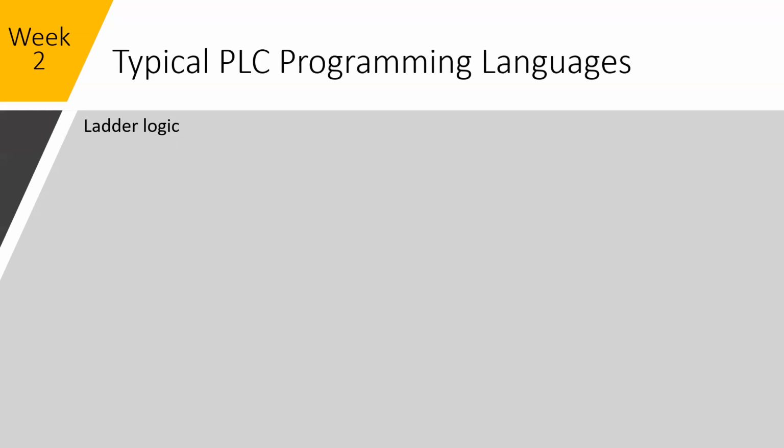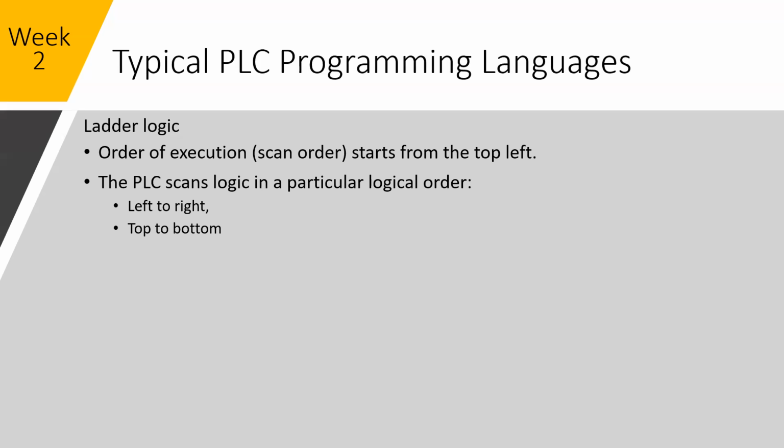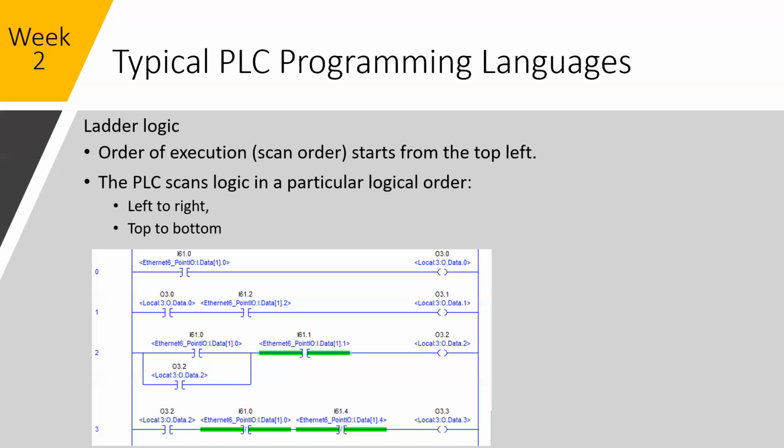All right, so why did that freeze? So for ladder logic, the order of execution, the scan order, starts from the top left. The PLC scans the logic in a particular order, left to right, and then top to bottom. So this is a screen grab from a generic ladder logic program.